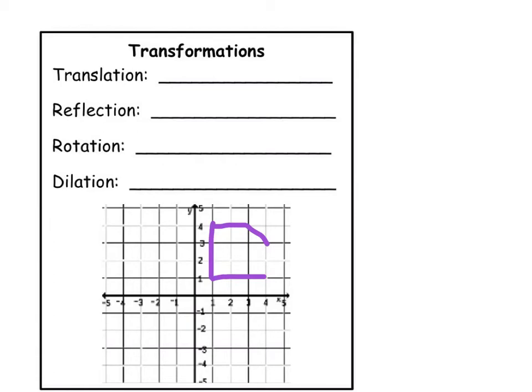So a translation just means that this is a slide. So the figure does not change shape. It doesn't change size. It just slides. So if we translate this figure down, let's say 4 units, that means we're just going to take that entire figure and slide it down. So every point gets translated down 4 units.